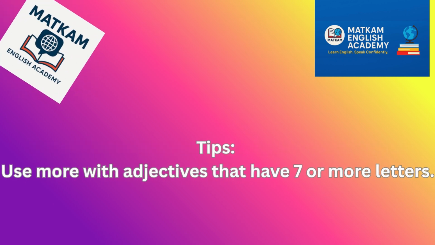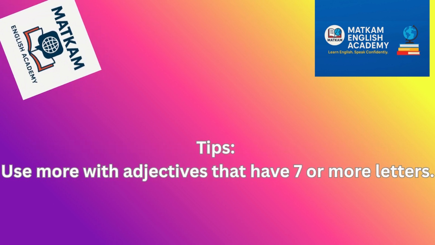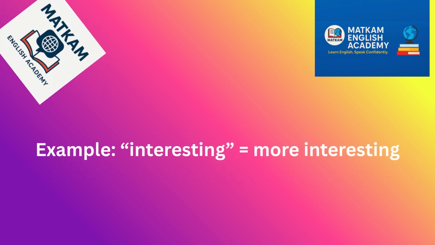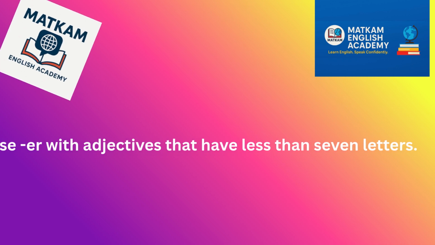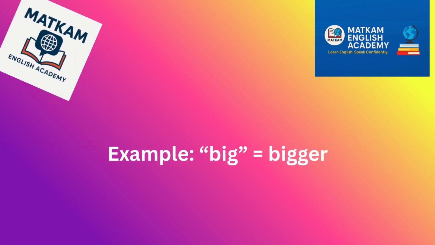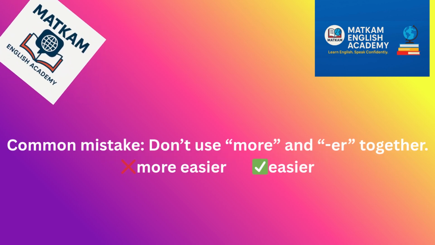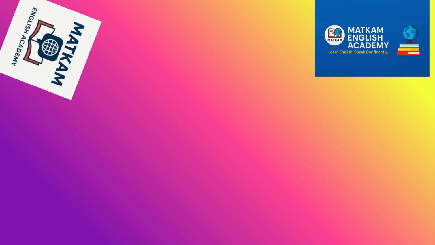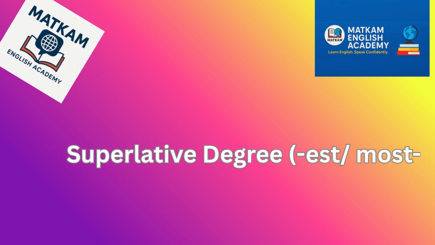Tips. Use more with adjectives that have 7 or more letters. Example. Interesting, more interesting. Use er with adjectives that have less than 7 letters. Example. Big, bigger. Common mistake. Don't use more and er together. More easier, easier. 3. Superlative degree, est, or most pattern.